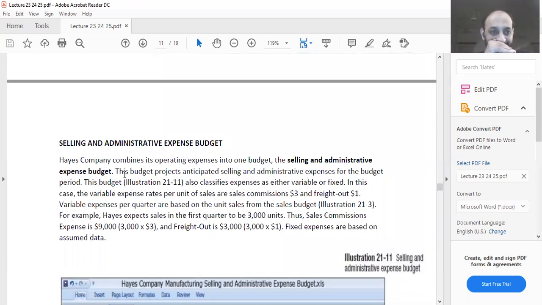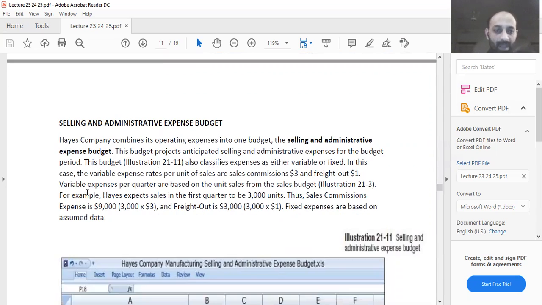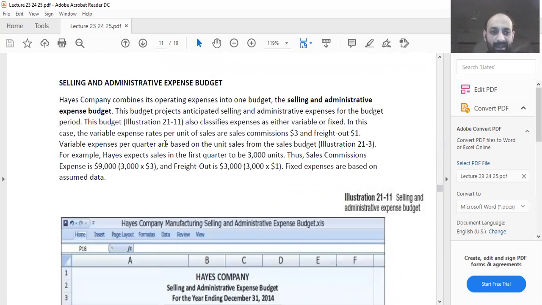Selling and administrative expense. Hayes Company combines its operating expenses into one budget, the selling and administrative expenses budget. This budget projects anticipated selling and administrative expenses for the budget period. This budget, illustration 2111, also classifies expenses as either variable or fixed. So now we're talking about the selling and administrative expense budget. It has given us the figures that sales commission will be $3 and freight out will be $1 per unit of sales.